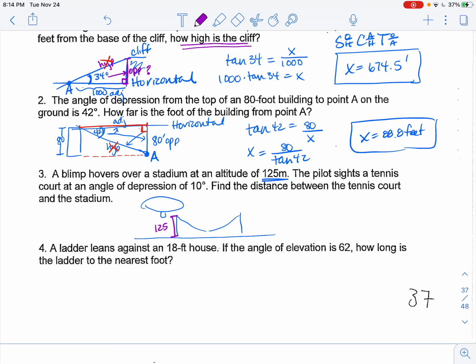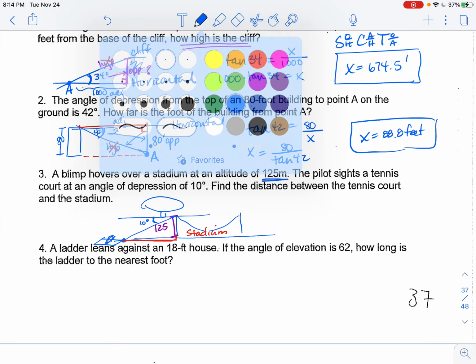So I'm going to go ahead and draw from the horizontal. Got to have a horizontal in here. We're going to put the tennis courts over on this side because on the other side is the stadium. So here's my little tennis court. There's the little net right there. All right, so anyway, this angle here is 10 degrees. Find the distance between the tennis court and the stadium. So that's going to be this horizontal distance here. How far? Here's my stadium to my tennis court.